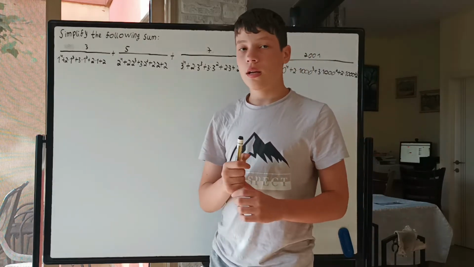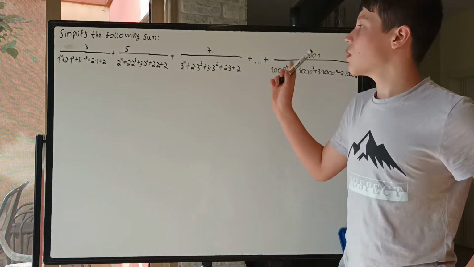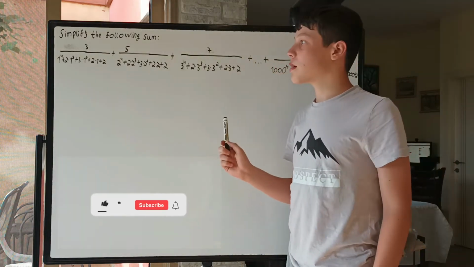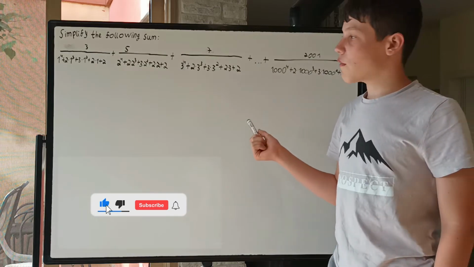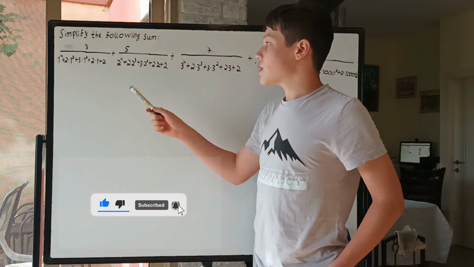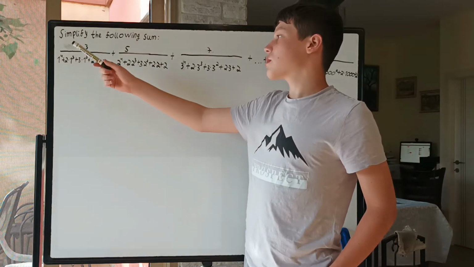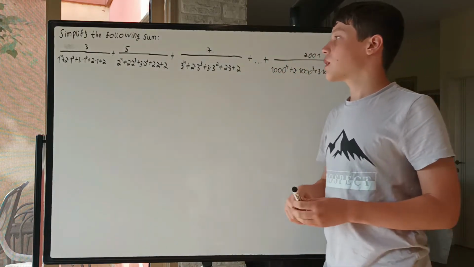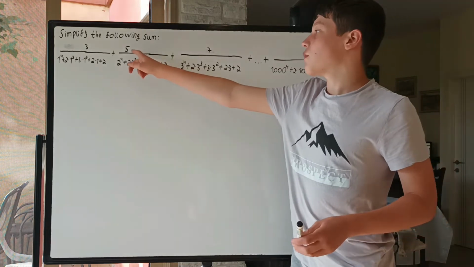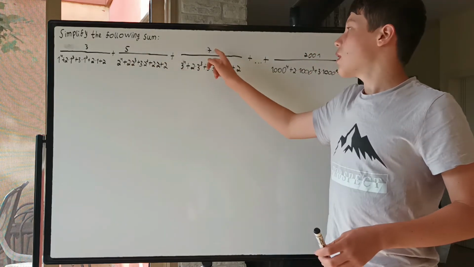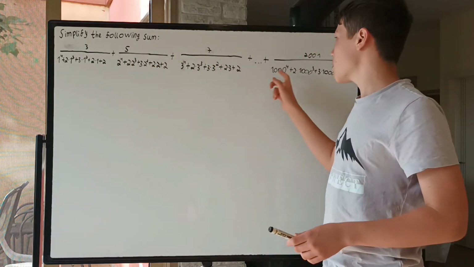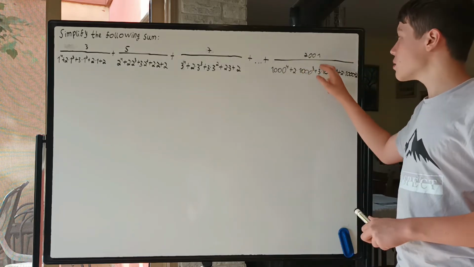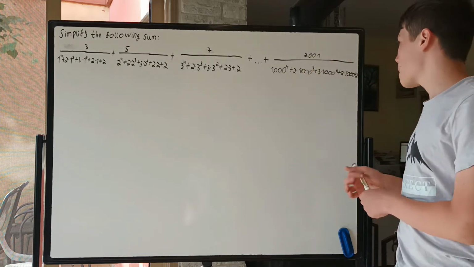Today we need to simplify the following sum. We have 1,000 terms here, and it's 3 over 1 to the 4th plus 2 times 1 cubed, 3 times 1 squared plus 2 times 1 plus 2. And then the same thing here, but it's a 5 here and a 2 here. And then it's a 7 here and a 3 here. And then up until 2,001 here and 1,000 here.